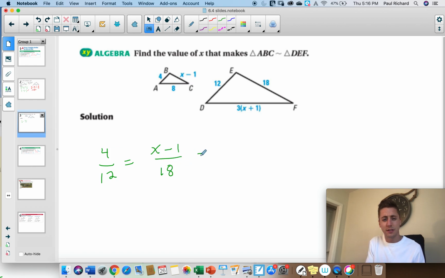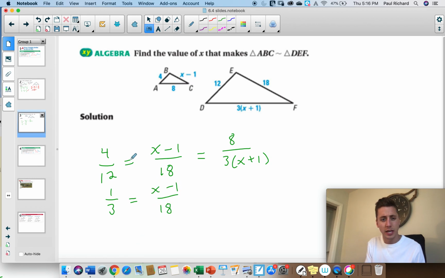And then that's going to be equal to 8 over 3 times the quantity x plus 1. Okay, so we got a lot going on here. Find the value of x that makes this true. What we really should do is reduce this first and foremost. That's a third.